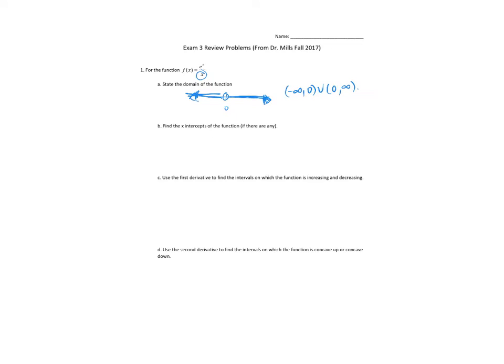Find the x-intercepts of the function. What I want to do is set e to the x over x equal to 0. I can see that this is equal to 0 when e to the x is equal to 0, but I know that e to the x is never 0 because the function looks like that and it never crosses the line y equals 0. So there are no x-intercepts.